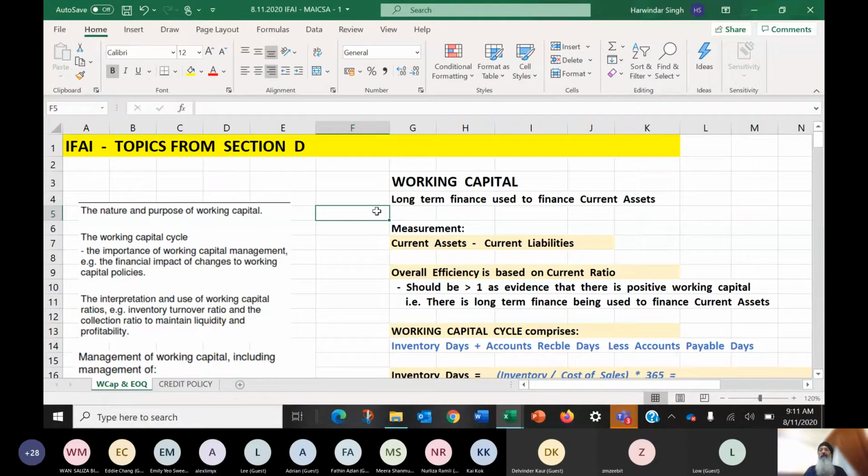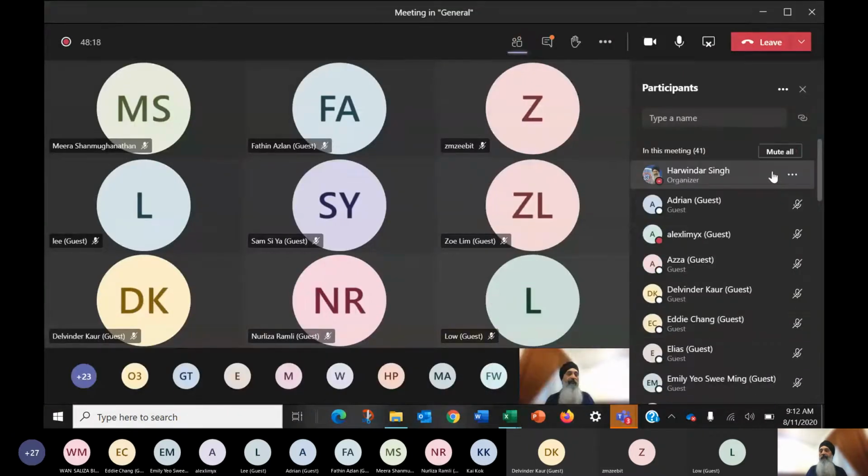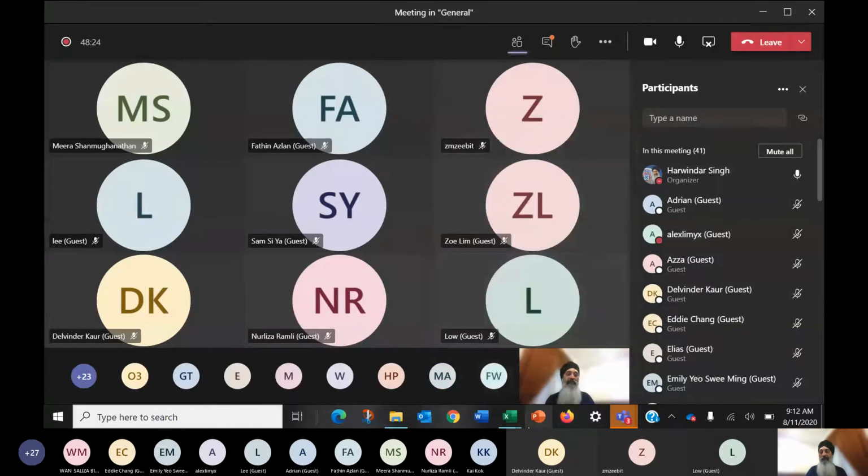That is why when we measure working capital, we say that it is current assets minus current liabilities. Current liabilities represents the short-term finance in a business. So what we are saying is current assets must not be financed exclusively with short-term money only. They must be financed also using long-term money.